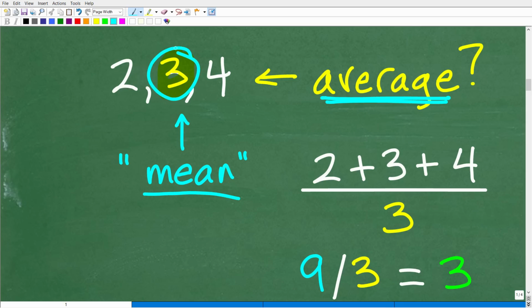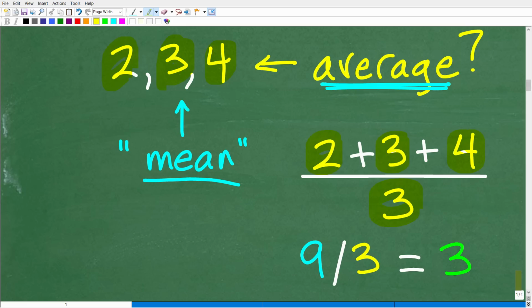Well, yes and no. Technically, the median is the middle number, but what we need to do is calculate the average by adding up all the numbers that we have. We have three numbers, so we're going to add them up and divide that sum by how many numbers we have. So we're going to take 2 plus 3 plus 4, and then we'll divide that by 3.